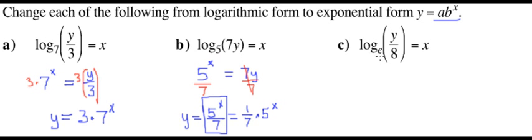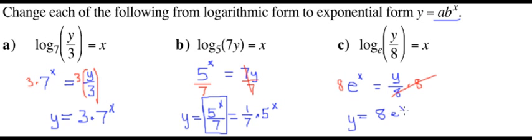Last one, log base e of y over 8 equals x. So our log is base e, which means our exponential will be base e. It'll be e to the power of x equals y over 8. How do we isolate y? Right now it's divided by 8, so the opposite of that would be to multiply it by 8. There we go. 8's cancel. And we get y equals 8 times e to the x.